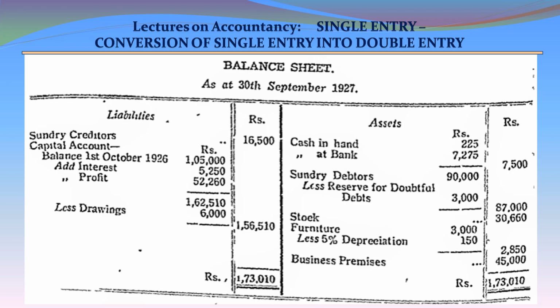On the liabilities side, sundry creditors 16,500. Capital account balance in the beginning 1,05,000. Add interest 5,250. Add profit 52,260. Total 1,62,510. Less drawings 6,000. Net amount is 1,56,510. Total liabilities 1,73,010. This is how the balance sheet is prepared.